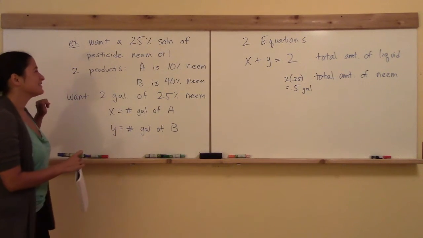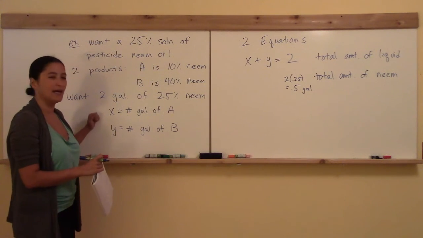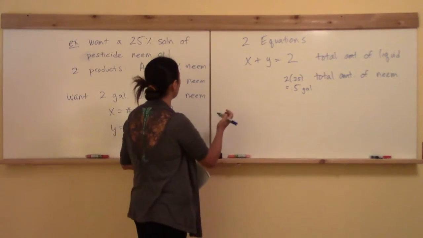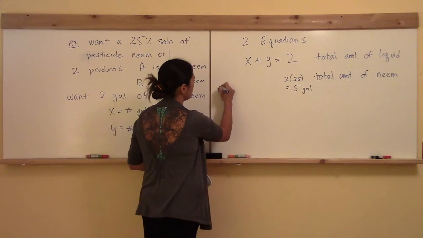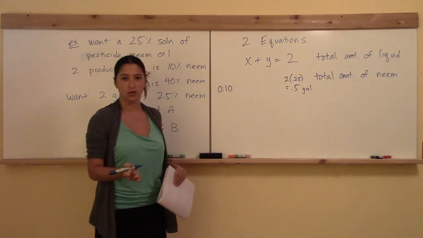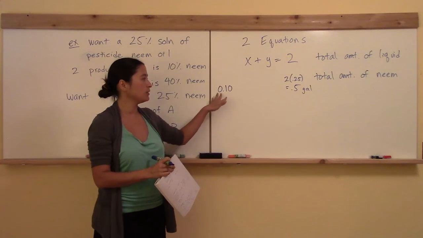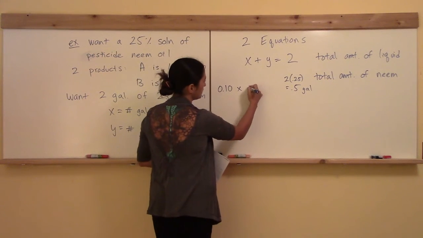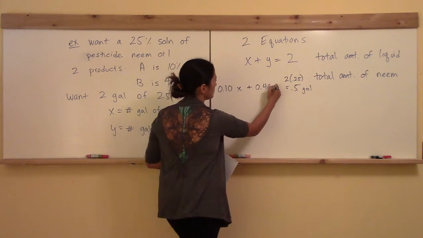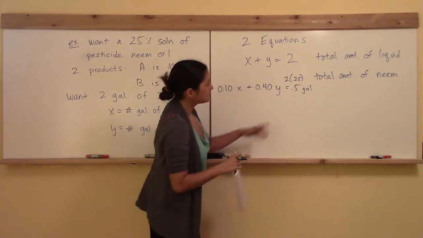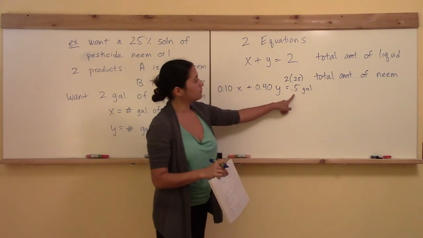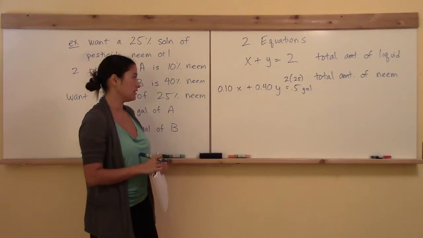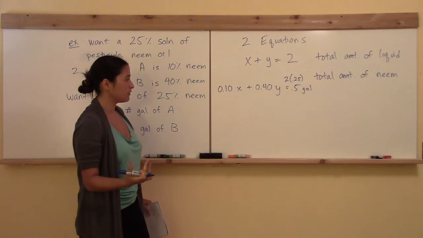So anyway, let's write down how much neem we're going to get from the gallons of both of these concentrations. X is the gallons where we have 10% neem. Remember, when you're working mathematically, you usually have to turn percentages into their decimal equivalents. So that's 0.10 times the gallons of X, and the other one's 40%, so that's 0.40 times the gallons of Y, and that's going to equal 0.5. I got the 0.5 by saying it's 2 total gallons and the desired concentration is 25%.